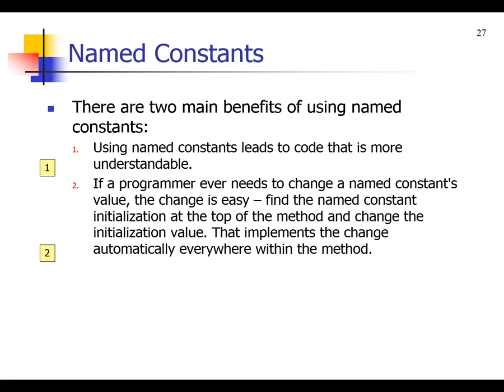Named constants. There are two different uses for it. Using named constants leads to code that is more understandable. And if a program ever needs to change the constant, it's easy to find and easy to change. And you always want to declare, initialize, or assign your variables at the top of that method. Why? So it's a good area for everyone to go to when you're trying to change something. Make sense?